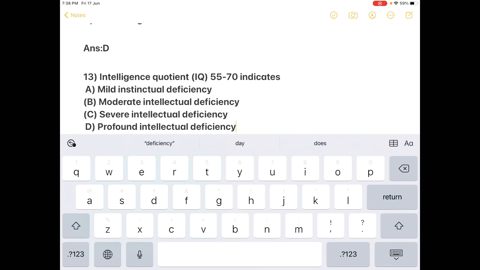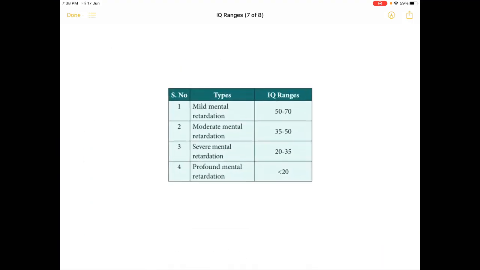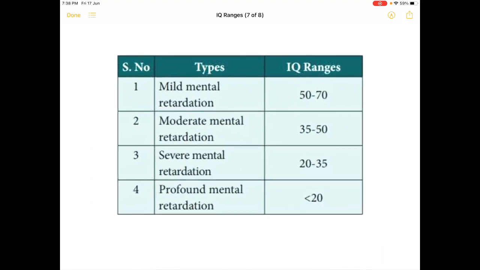This is a psychiatric question related to mental retardation. Intelligence quotient IQ 55 to 70 indicates: A, mild intellectual deficiency; B, moderate intellectual deficiency; C, severe intellectual deficiency; D, profound intellectual deficiency. The correct answer here is A, mild intellectual deficiency. We'll see the classification. In mild cases of MR, IQ ranges between 50 and 70; moderate is 35 to 50, whereas severe mental retardation is 20 to 25, and less than 20 is profound mental retardation.